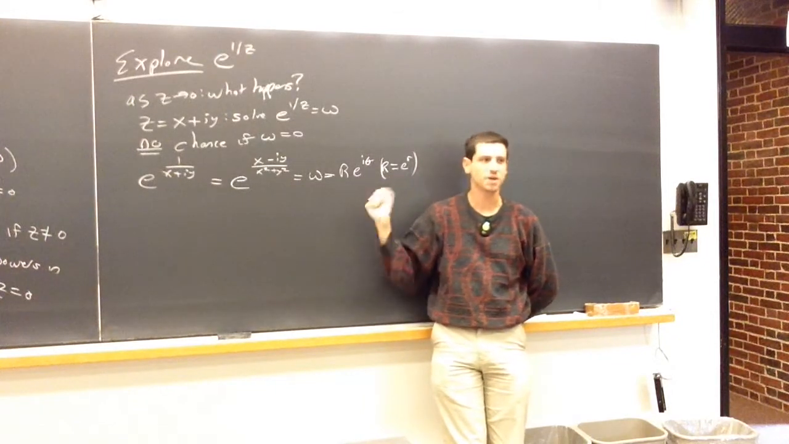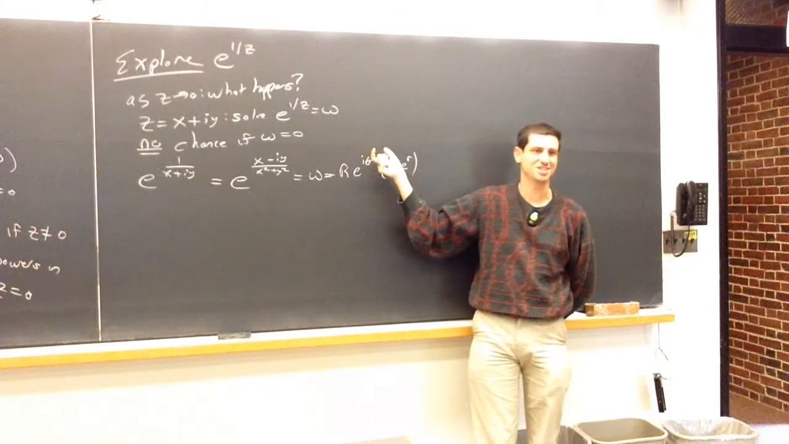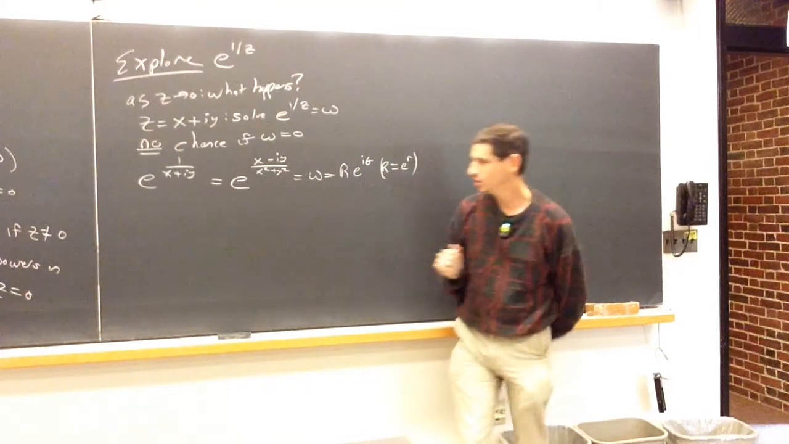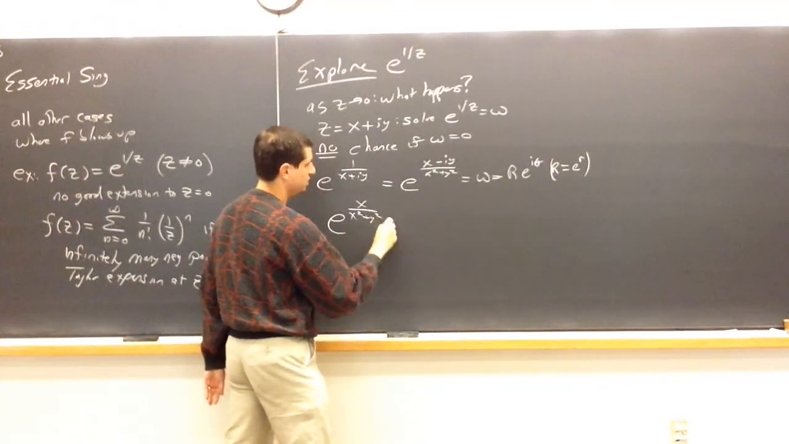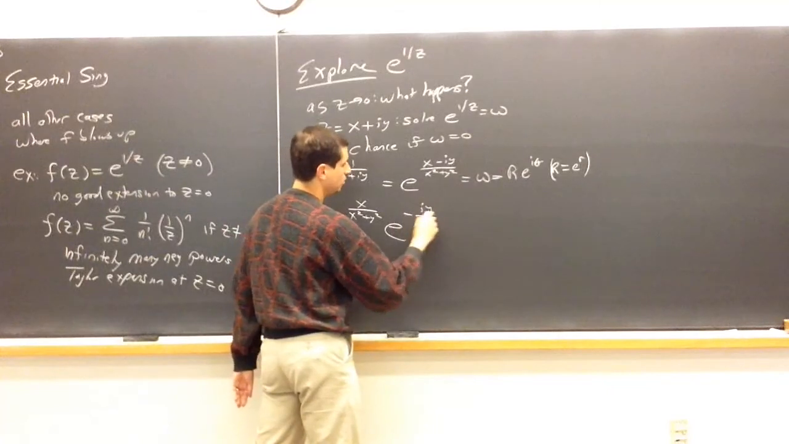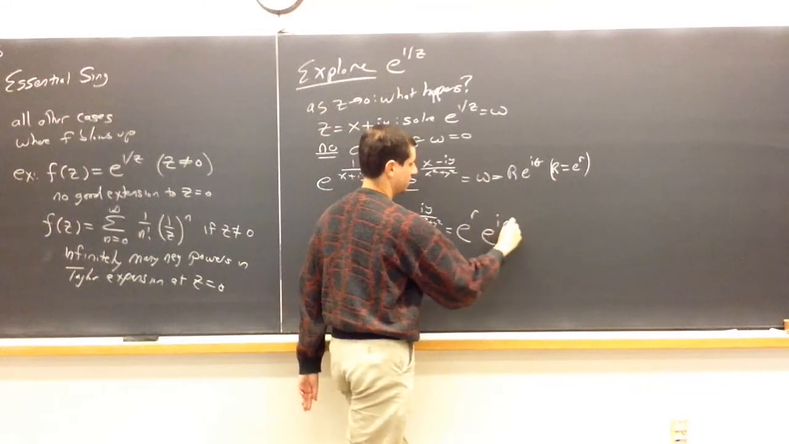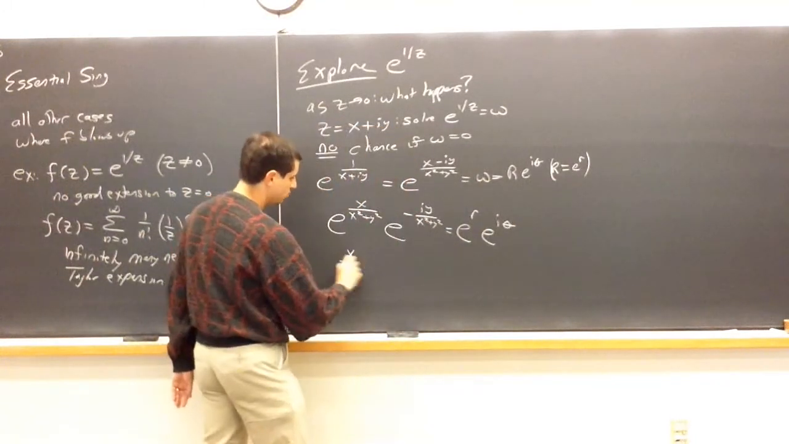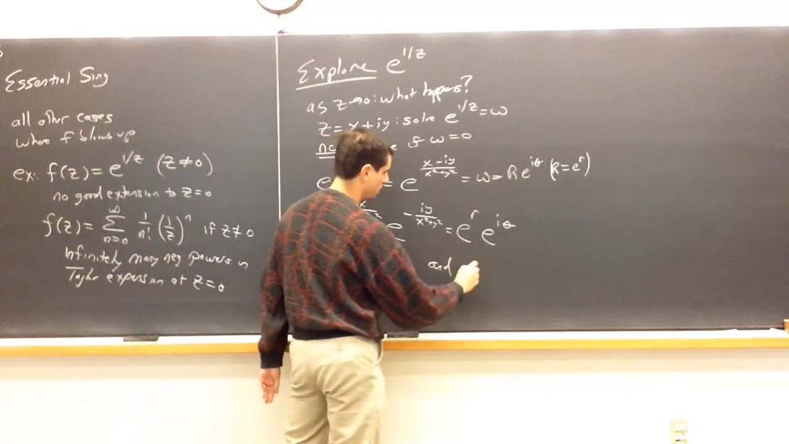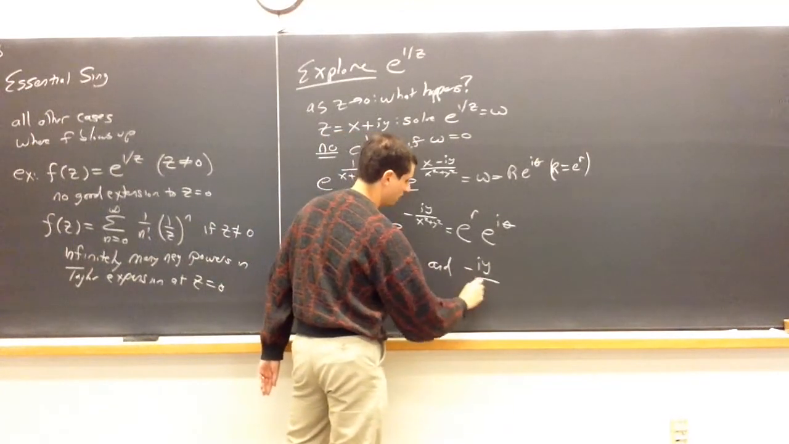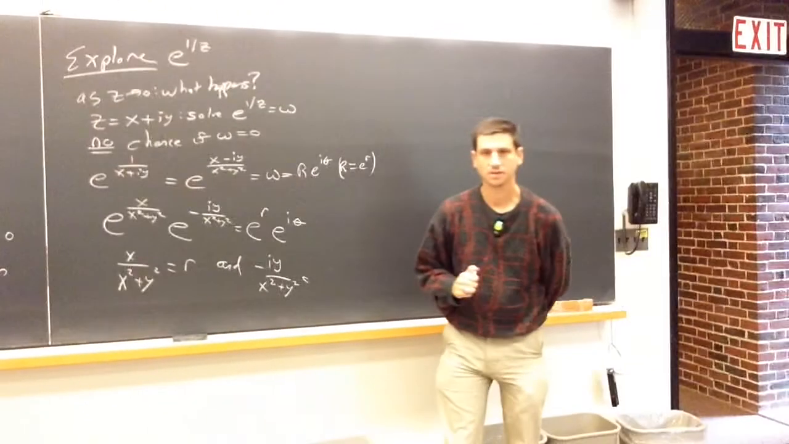You always want to think, what is the best way to tackle the algebra? I've got everything as an exponential here. Why not write everything on this side as an exponential and then just match coordinates? So we get e to the x over (x squared plus y squared) times e to the minus iy over (x squared plus y squared) equals e to the r times e to the i theta. So we get x over (x squared plus y squared) has to be little r, and we get minus iy over (x squared plus y squared) equals what?